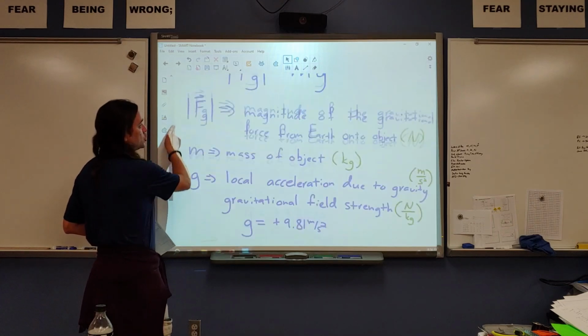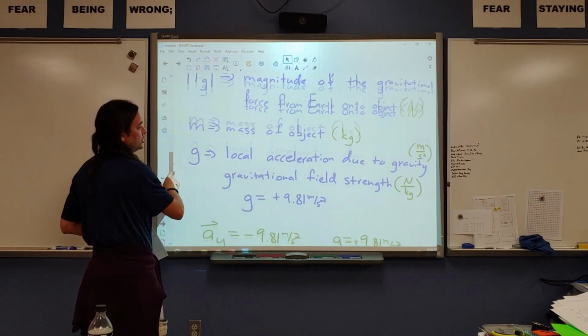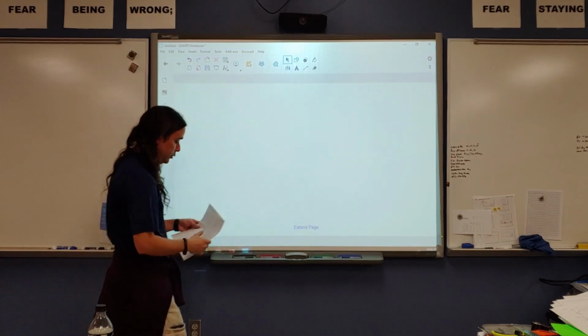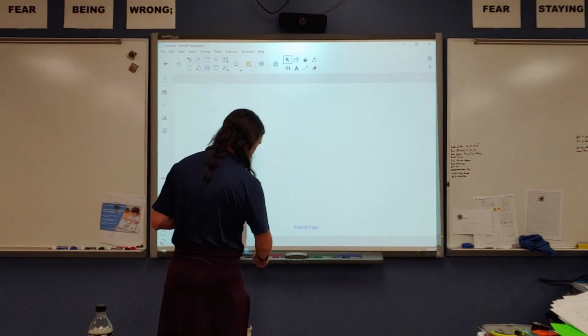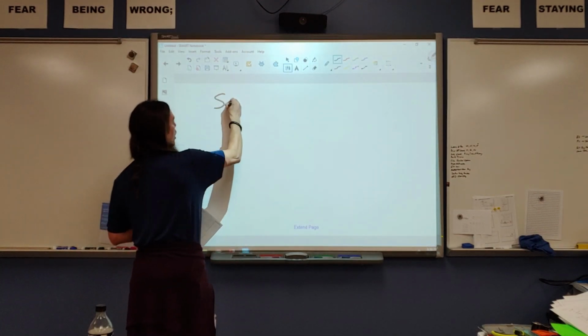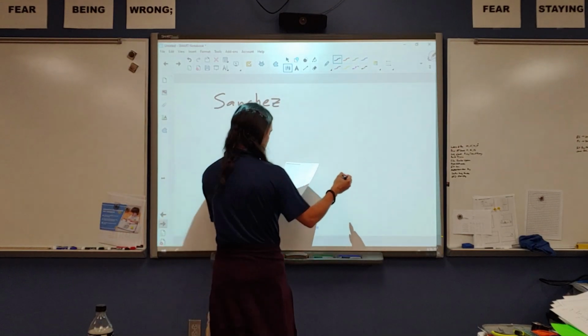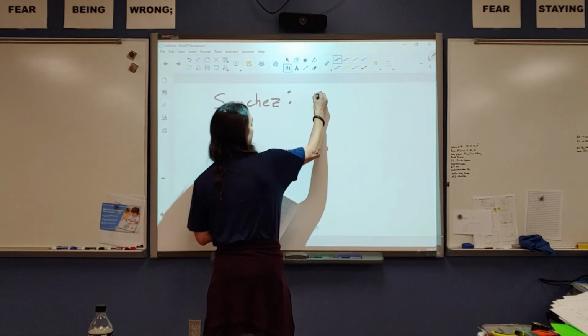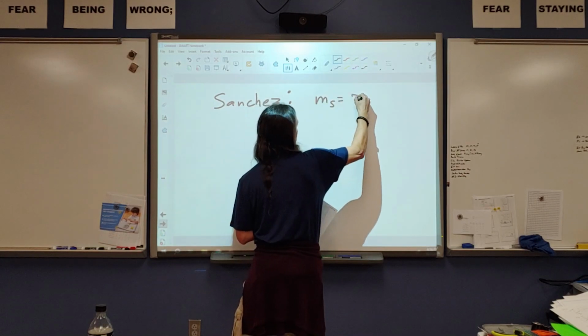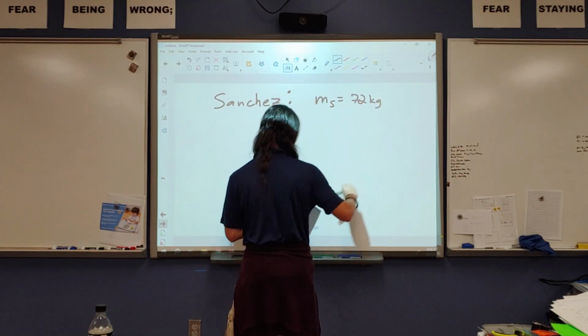Okay, we just finished, as you've been watching this, introducing the key concepts for the force of gravity near the surface of the Earth. So now here's where I'm going to show you how to use this equation. Our first and main example is going to be applied to me, Sanchez. In this case, I checked, and my mass, the mass of Sanchez, is approximately 72 kilograms.